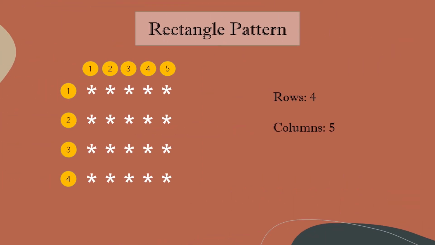This is our first pattern question. In this problem, I have to print a rectangle using stars. So it will have rows and columns. So I will take the number of rows and columns from user. Here I have 4 rows and 5 columns. And you can see that in each row I have 5 stars. Let's see how to code this.